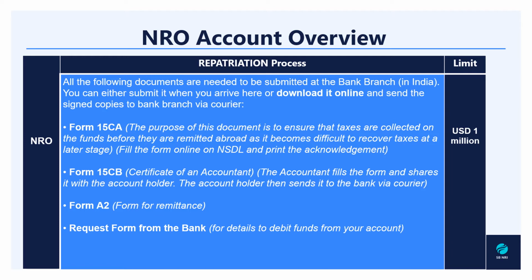Now, the 15CA, you need to fill online. You can print the acknowledgement and then send it to the bank. The 15CB is basically the certificate of an accountant. For that, an accountant needs to fill the form and then share it with you. After that, you can send it to the bank by courier. The Form A2 and request form is basically a normal repatriation form wherein you will fill in the details regarding the account where you want the money to be debited. And that's pretty much the process of repatriation from the NRO account.